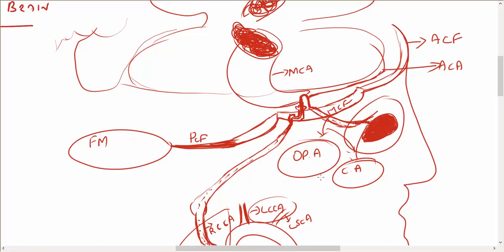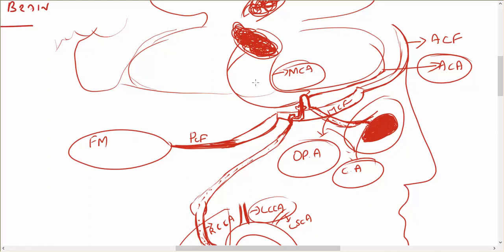And there is another branch which supplies the choroid plexus, and that can rupture when there is severe hypertension. They produce massive bleeding in the ventricle. Then the major branches which come from the carotid artery are the anterior cerebral artery, which supplies the anterior part of the cerebral cortex, and the middle cerebral artery, which supplies the middle part of the cerebral cortex.